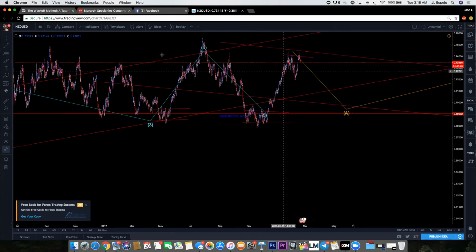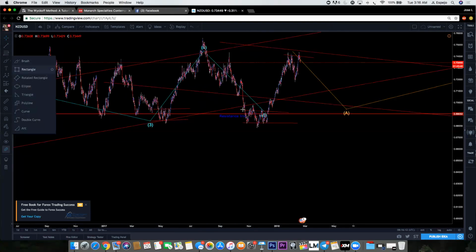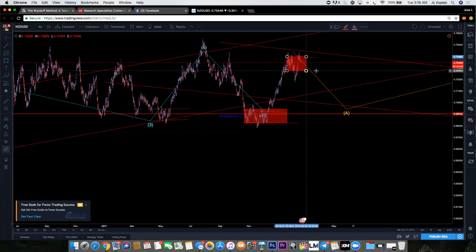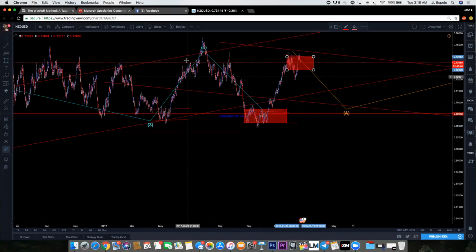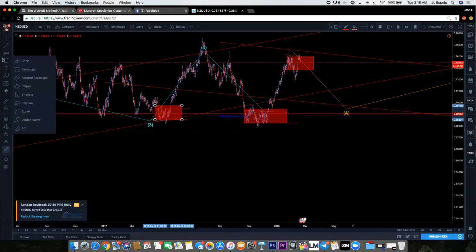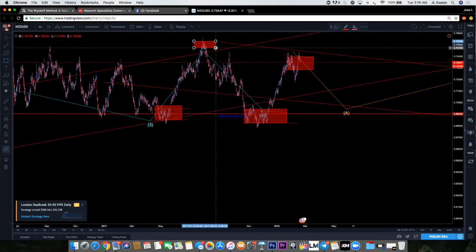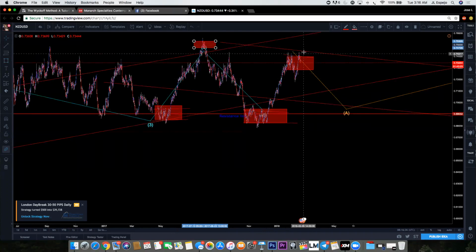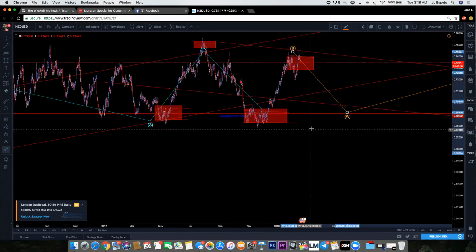Same exact pattern. Yeah, I'm gonna use the rectangles better. Same pattern here, same pattern here, same pattern here, same pattern here. Now I can confirm not only my points that I was looking at, but now I know the pattern that it did here, as long as it doesn't break out and retest, I now know that the possibility is gonna go down.